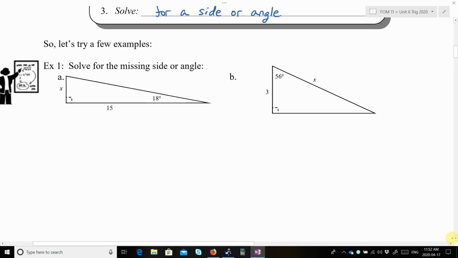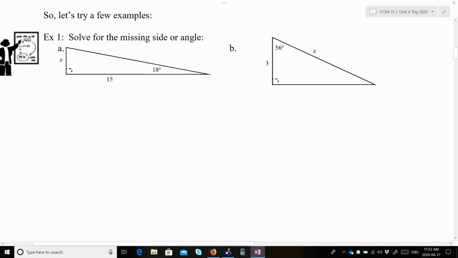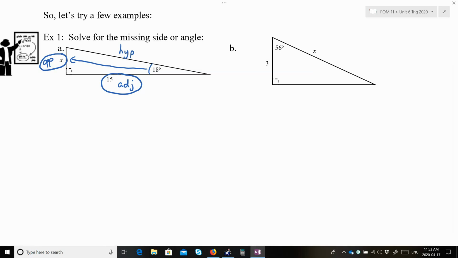Okay, so let's try a few examples. Example 1, solve for the missing side or angle, and we're going to use that procedure: label, ratio, and then solve. So if we have this angle 18 degrees, straight across from it is the opposite side, and we are trying to find that because it's x. Across from the 90 is the hypotenuse, and this other labeled side is adjacent. Okay, so we look at this and you go, I'm trying to find that opposite side, x, and I have the adjacent side, it's 15. So I just circled opposite and adjacent.